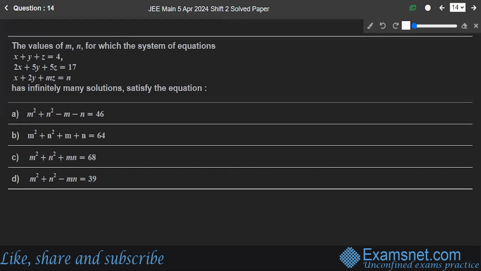Question number 14, the values of m and n for which this system of equations has infinitely many solutions satisfy which of these equations? For infinitely many solutions, you know the determinant. If I write these equations in matrix form, first of all, this will be given by 1, 1, 1, 2, 5, 5, 1, 2, m. And for infinitely many solutions, you know the determinant of this will be equal to 0.